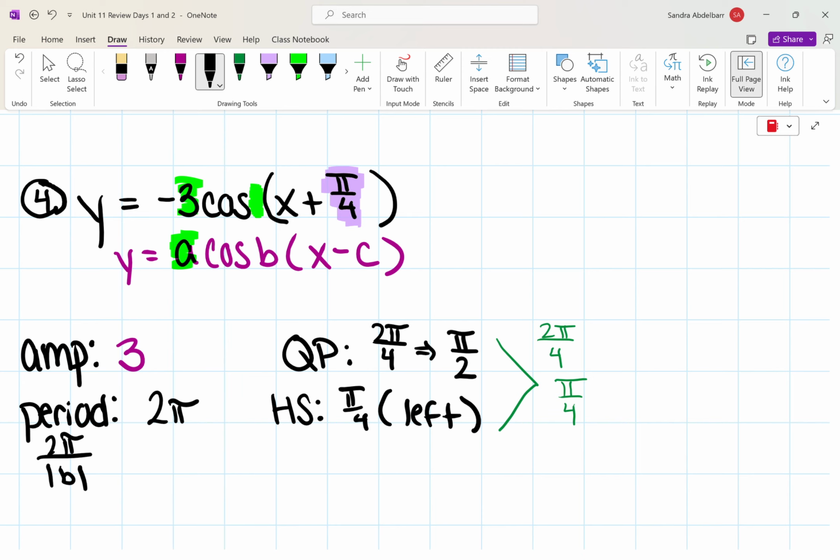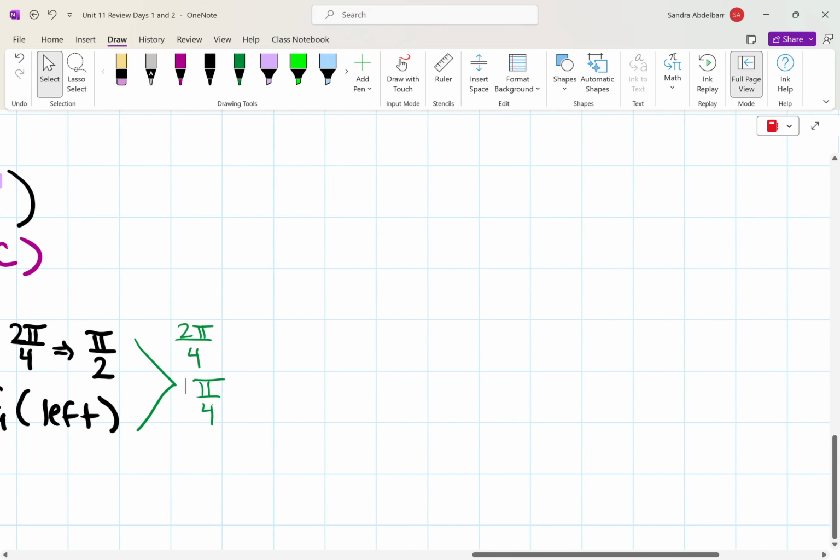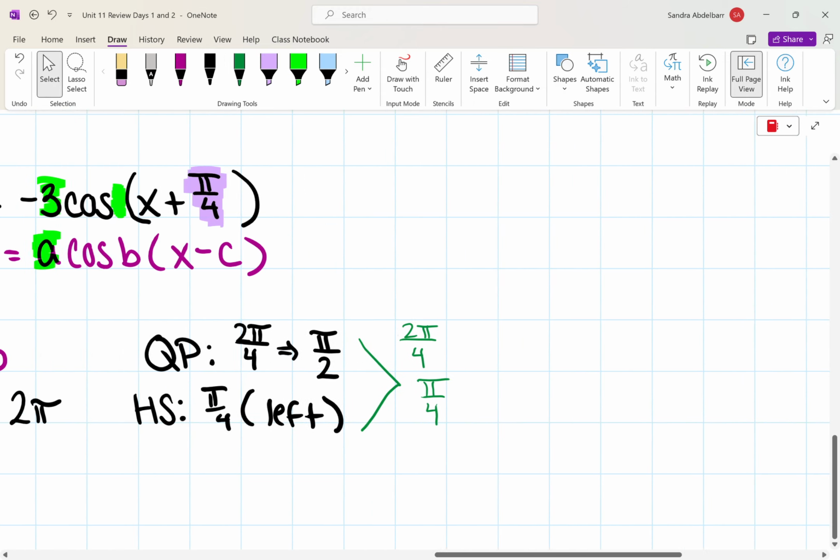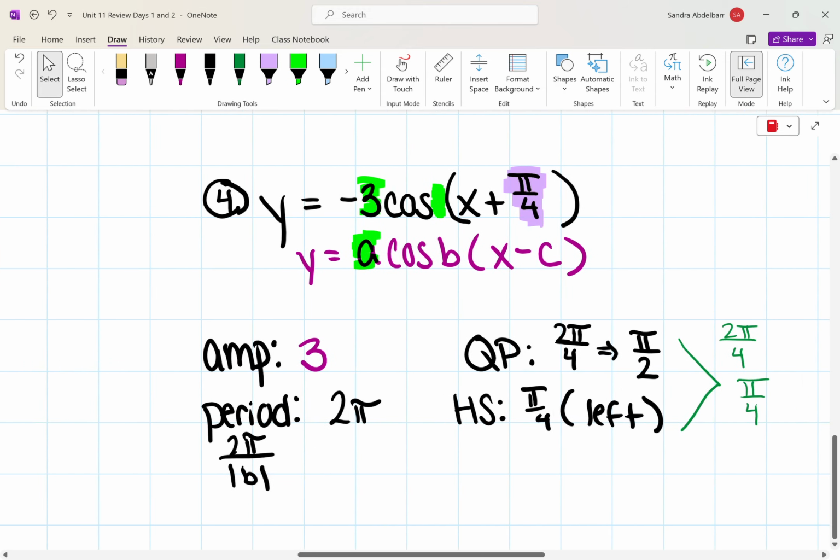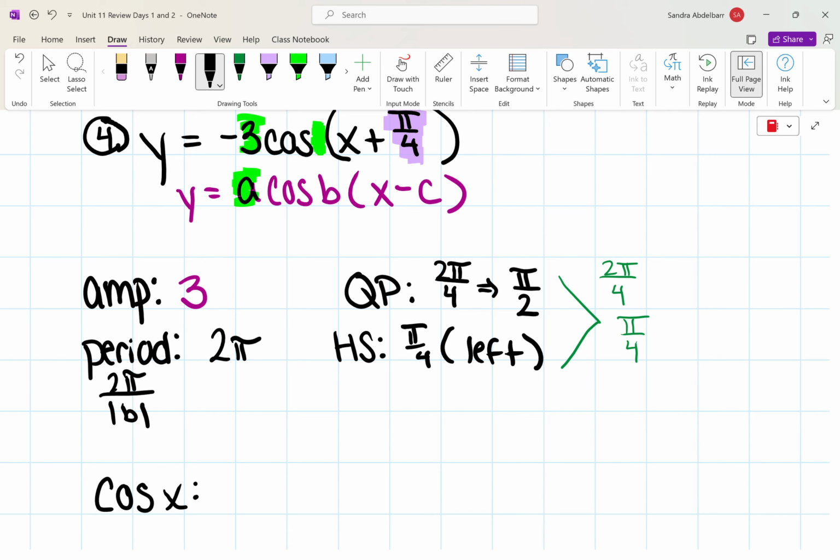All right, let's get to sketching this. Oh, sorry, we didn't do our y's. So we have cosine x. Cosine x, are we starting at 0 or 1? Sine starts at 0. 1. So cosine x, we start at 1. So we're 1, 0, negative 1, 0, 1.